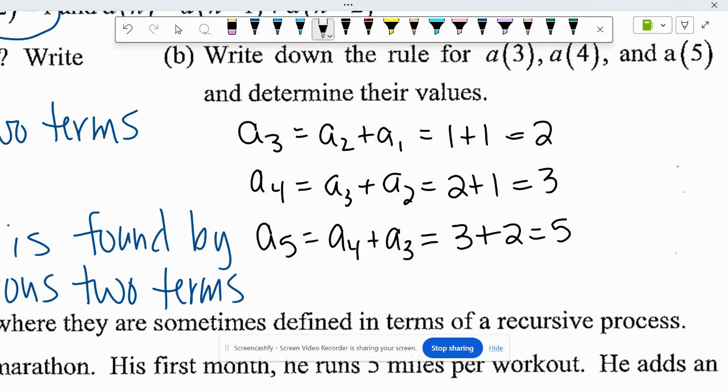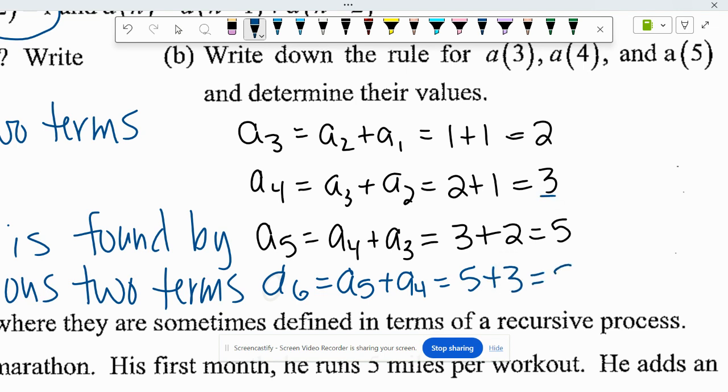If I wanted to write out the sixth term, what would I say? A sub 6 equals what? What am I going to add together to find the sixth term? A sub 5 plus, yep, the fifth term is 5, and the term that came before that is 3, which equals 8.